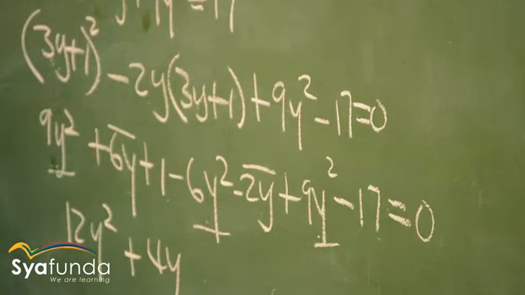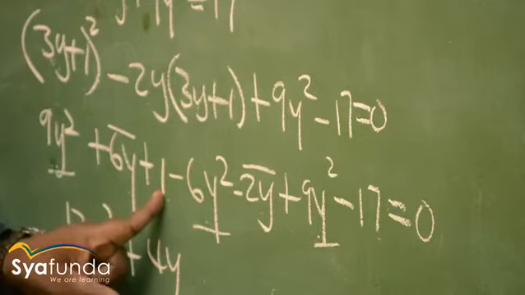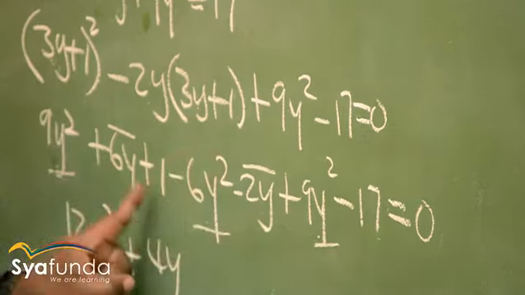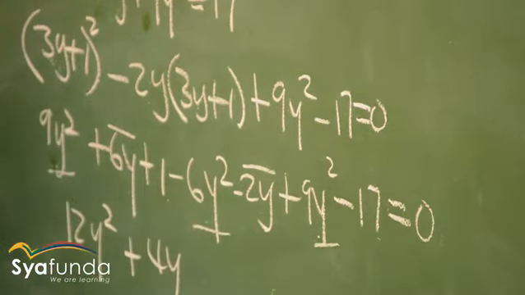What remains are the constants, the actual values now. The ones not underlined, either above or below, we work with now. That is 1, and minus 17. These two will give us minus 16. Minus 16 is equal to 0.